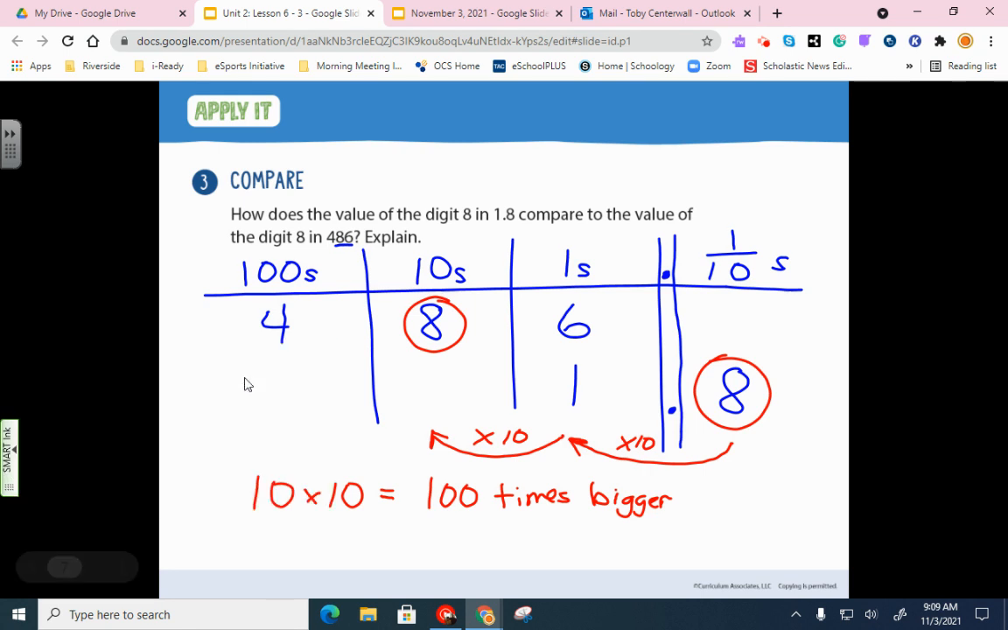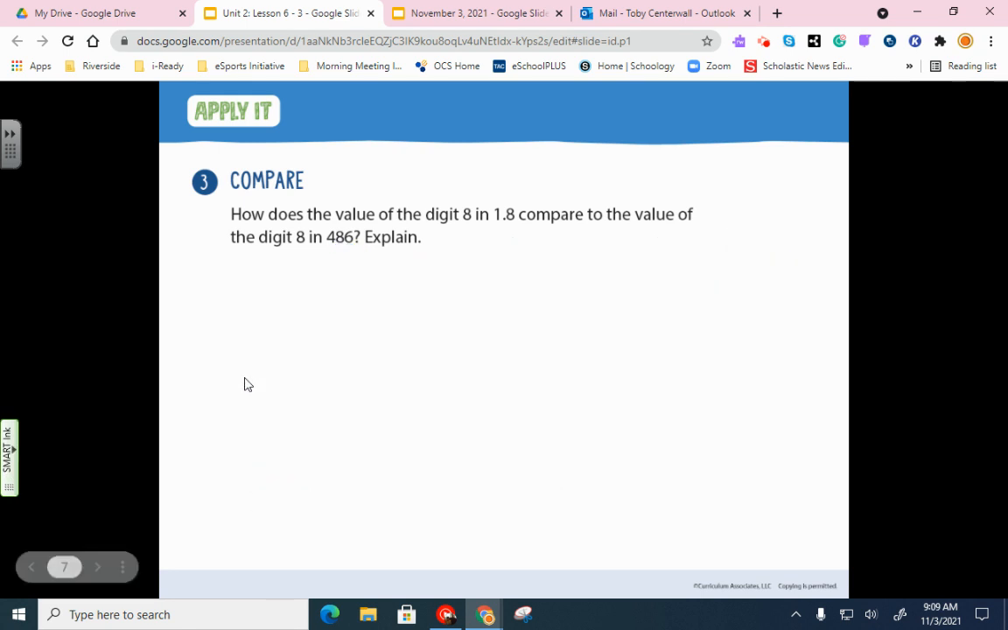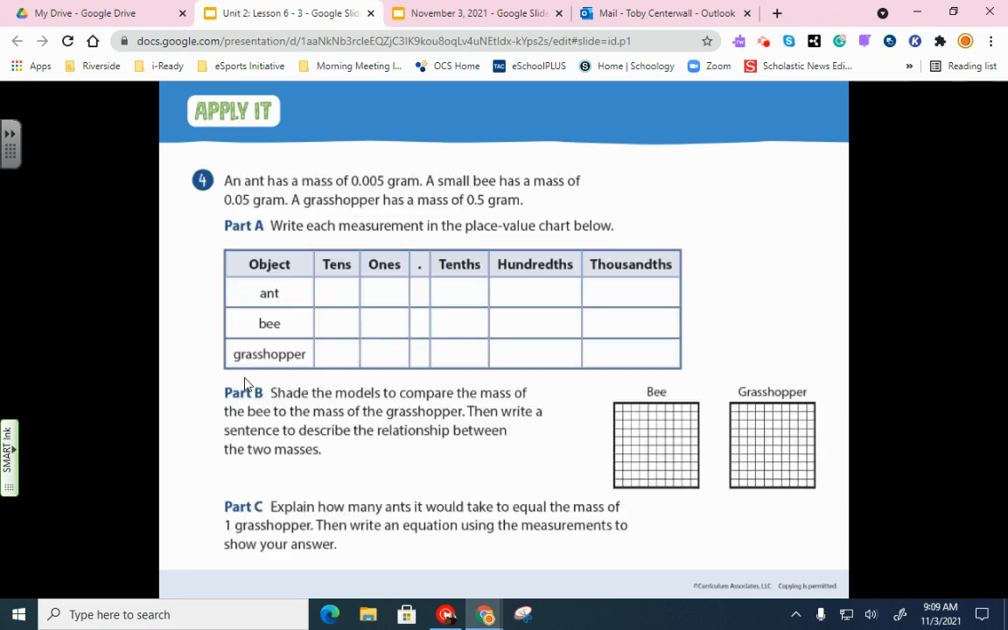All right, go ahead and turn the page. This question is something else. But it's good. I like it. That's why we're still going to do it. It's comparing an ant, a bee, and a grasshopper. So these three bugs are being compared as far as their mass. So an ant has a mass of 5/1000ths of a gram. So let's put that in our chart.